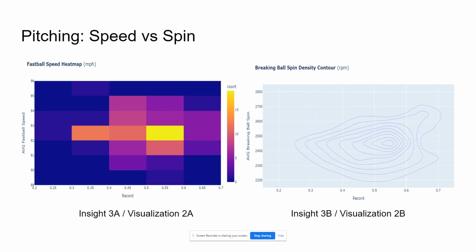Whereas with the density contour chart, we see again a high density between 500 and 600. But we can also see a bulge to the upper right, indicating there is some reason to believe it may be used to gain an edge.